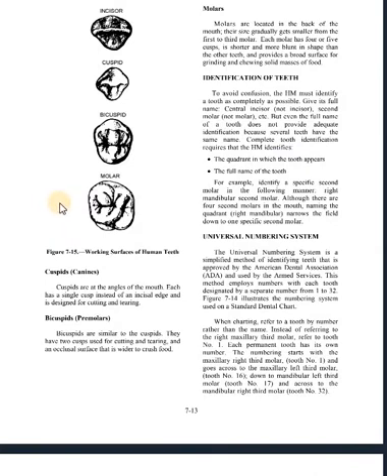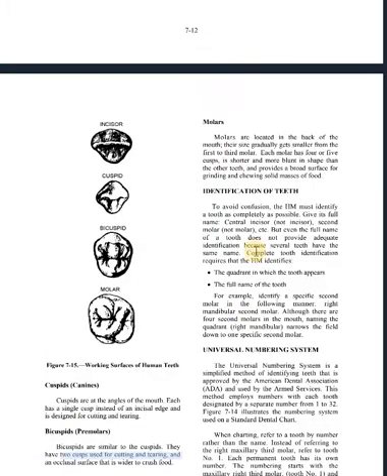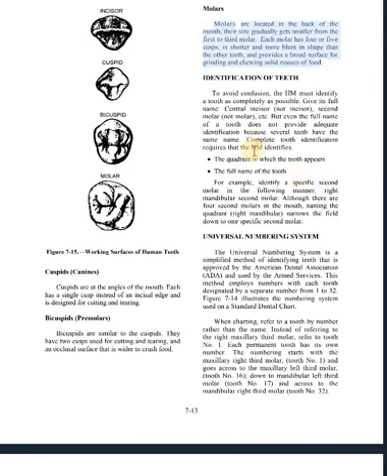Cuspids are used for cutting and tearing. Bicuspids can cut, tear, and also chew. Molars are the main chewers. Because there are so many teeth, the hygienist needs to identify the tooth as completely as possible. So instead of incisor, it would be central incisor, or second molar, so then exactly where they're at.